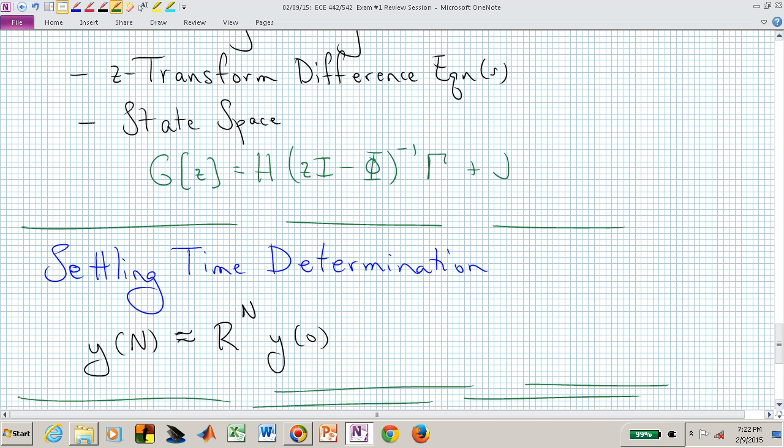If I say settling time response, what am I assuming? That it's stable, isn't it? I'm at least assuming that the system is stable. So all of my poles are inside the unit circle. Now if I'm looking for settling time, which pole do I focus on? The dominant pole.